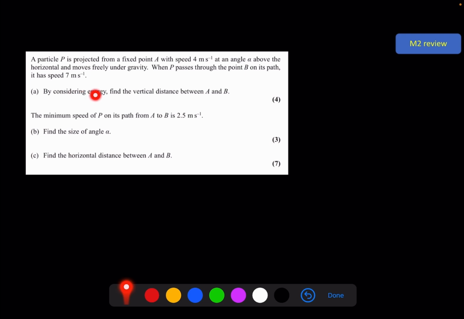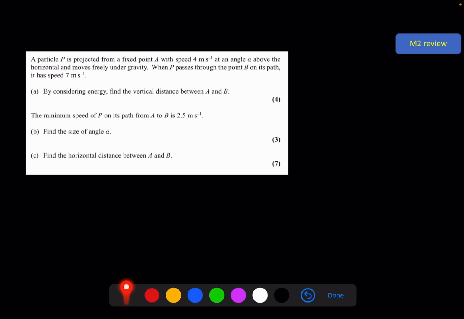By considering energy. These three words are very important. It means that you cannot answer part A using constant acceleration. If you do, you will get 0 marks. Find the vertical distance between A and B. This is a very similar question to what we had in the previous video.